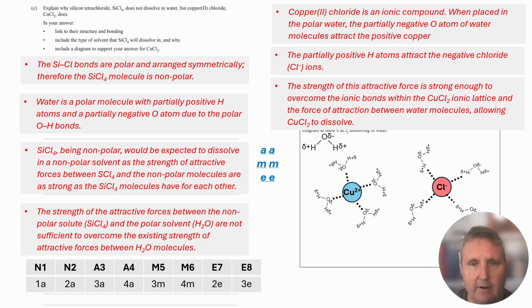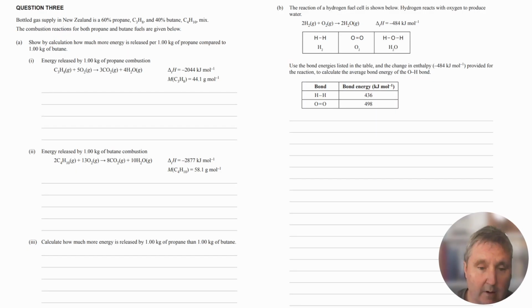Okay, let's go on and look at the last question. Question 3 here. Bottled gas supply in New Zealand is 60% propane and 40% butane. The combustion reactions for propane and butane fuels are given below. So here are the 2 equations and these 2 subsections. Show by calculation how much more energy is released when 1 kilogram of propane is burned compared to 1 kilogram of butane.